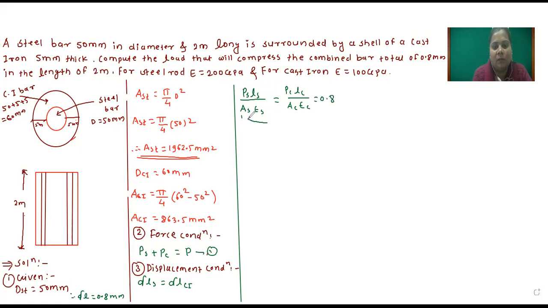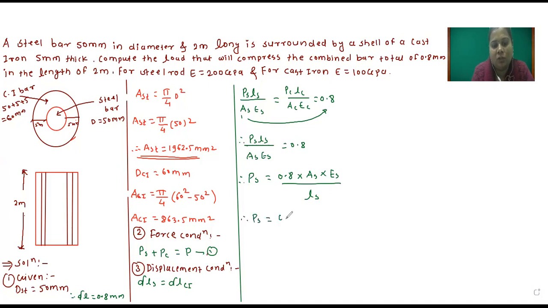Now we will consider first these two terms and then these two terms. Okay, so PS LS divided by AS ES, which is equal to 0.8, because the length of the rod is reduced by 0.8 mm. Okay, so now we will equate. We have to find out load. So PS is equal to 0.8 into AS into ES divided by length of steel bar. Okay, we have converted this formula in terms of PS.